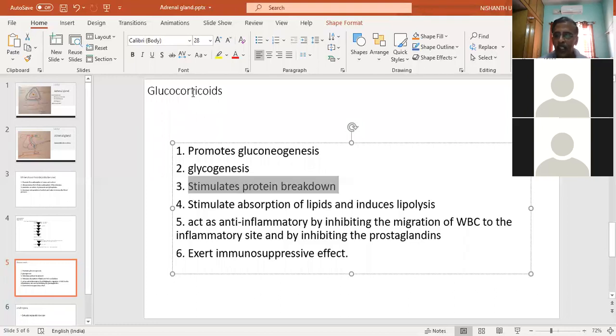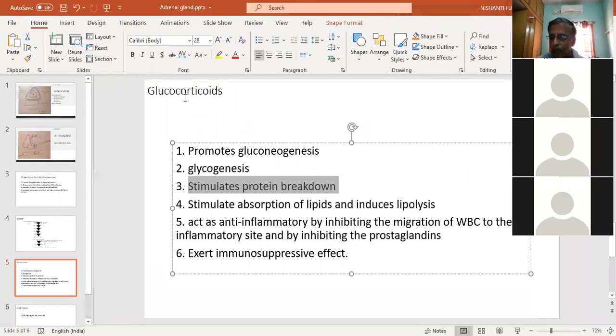Now you do one thing, you unmute yourself, everybody. Unmute yourself fast. Now you are in mute mode, you unmute yourself fast. Thank you. Now if you have any doubt, you can ask me. You can ask the doubts.